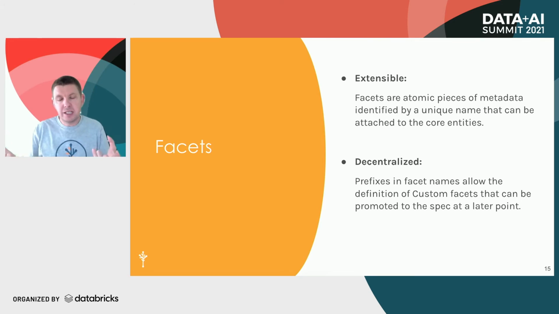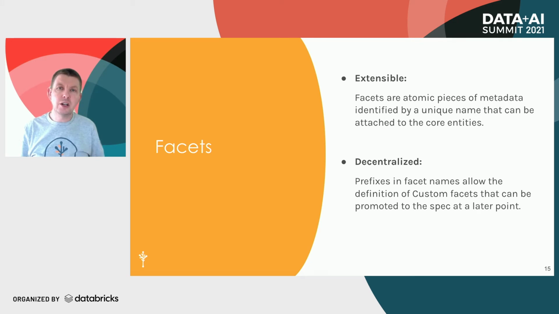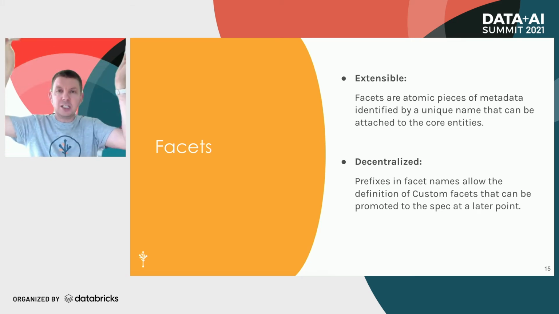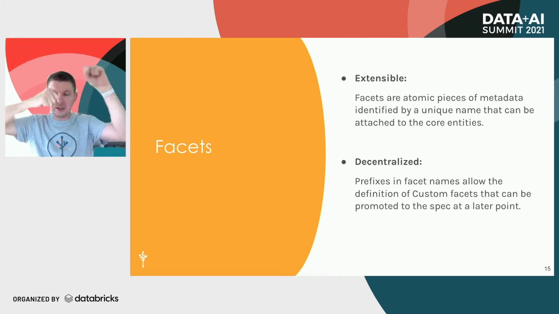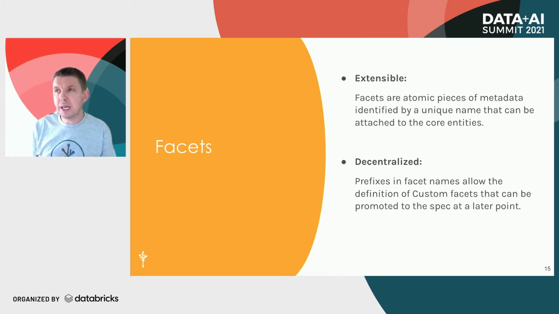And so this notion of facet is really this extensible notion. Like I was saying, those facets are atomic pieces of metadata. They're identified by a unique name, and they can be attached to core entities. The advantage of this approach is that instead of having a monolithic spec that would take a long time to converge on, we were able to converge very quickly on the core spec of what is lineage, right? You have this notion of jobs and input and output data sets. And then each of those aspects of metadata can be discussed independently.